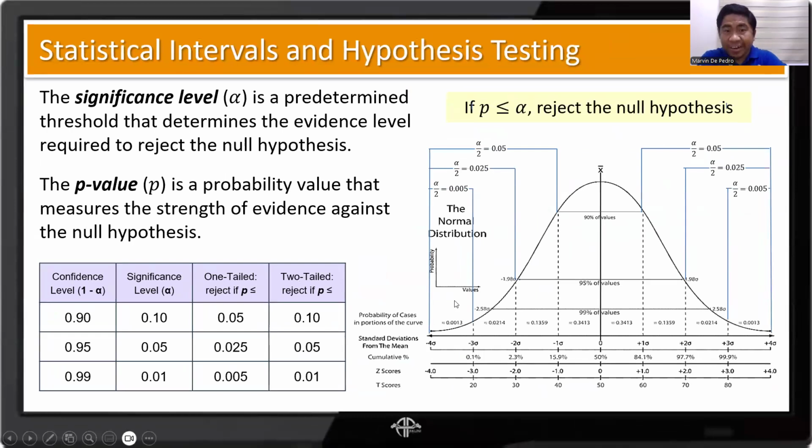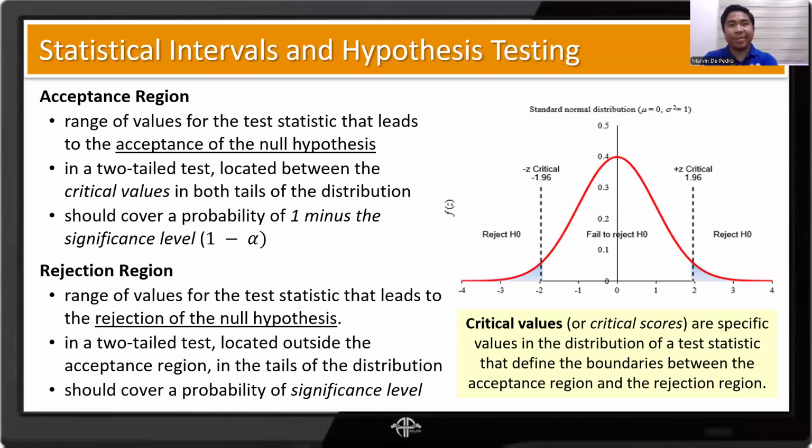Again, these are our tails. We have this left tail and this right tail. Let's see the next slide; I believe we have an illustration of that. All right, yes. So we have such terms as acceptance region and rejection or critical region.